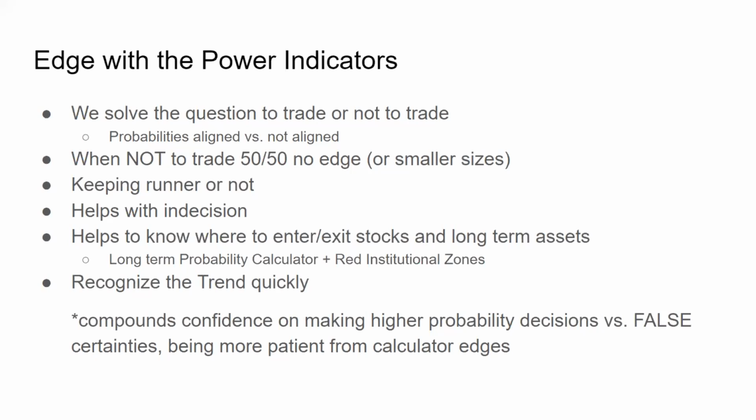And being more patient, such as waiting for price to get to the probability calculator edges before placing any trades. You know, when you have a higher probability of price going in that direction, if you're directionally trading, or if you're keeping more of a delta neutral stance, they help you with that as well.